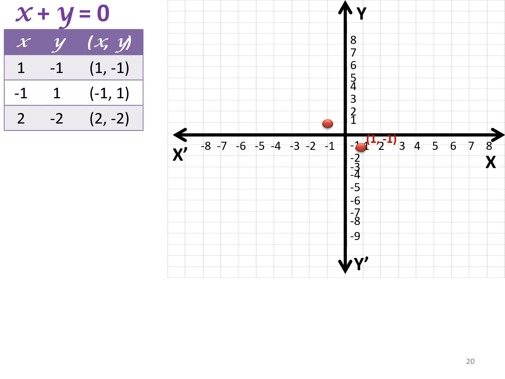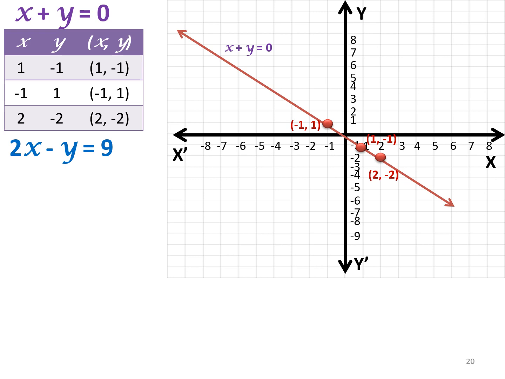Third one, 2, comma minus 2. X value is 2, y value is minus 2. So the coordinate point is 2, comma minus 2. I'll be drawing a line passing through the 3 points. So when I draw, I get this line. This line represents equation x plus y is equal to 0. Now let's move to the second equation.